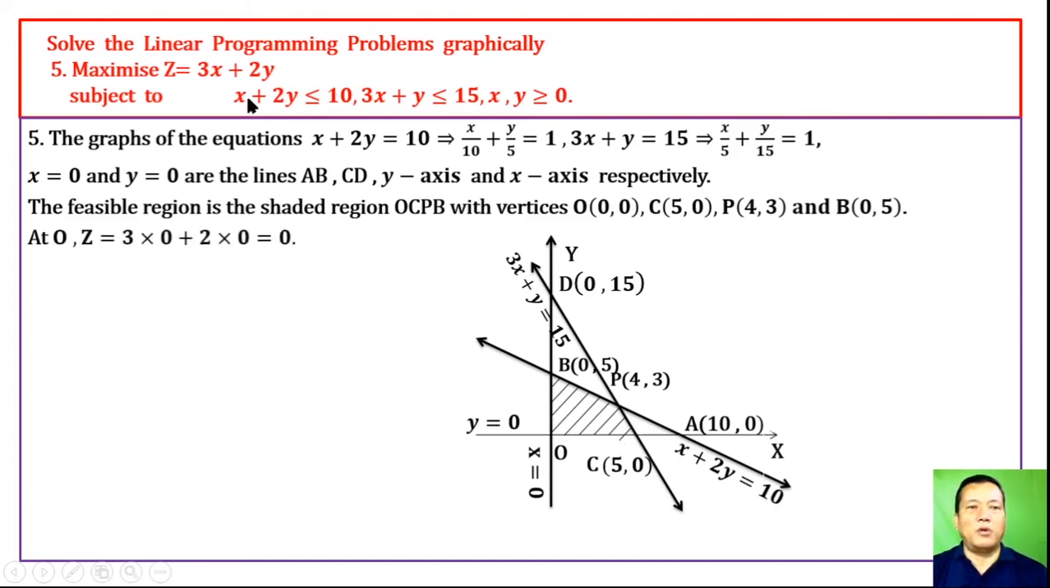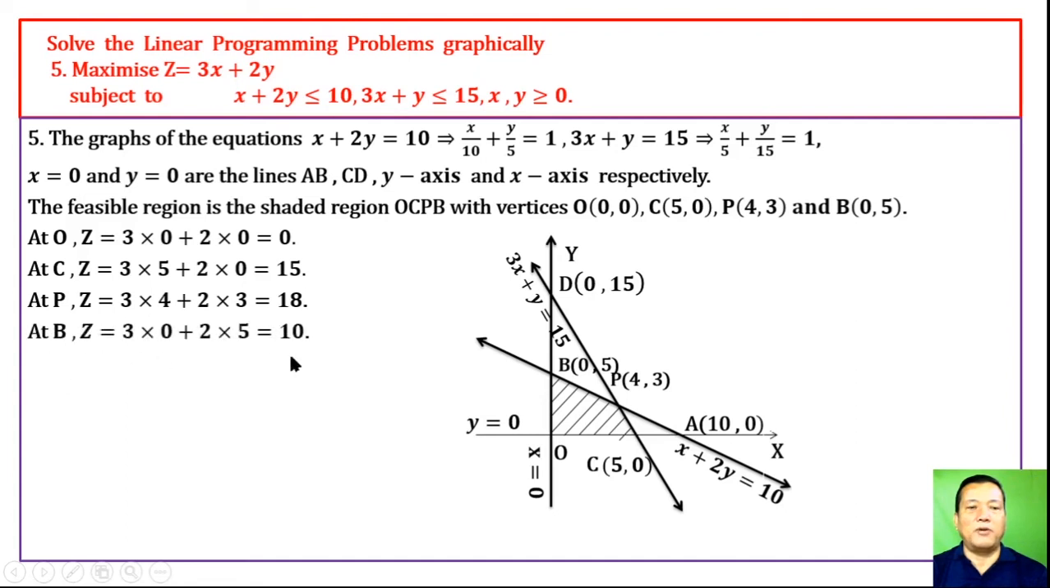At O the value of Z is 0, at C the value of Z is 15, at P the value of Z is 18, at B the value of Z is 10.